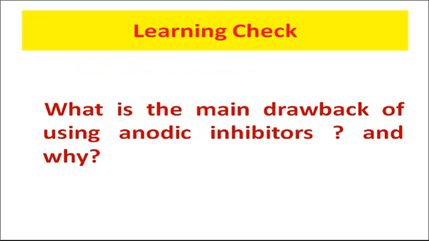Okay, now it's time for the learning check. Read the question. What is the main drawback of using anodic inhibitors and why is it considered a drawback? Think about this topic, use the concepts which we have learned in our previous classes, and the detailed answer will be discussed in the live class tomorrow.